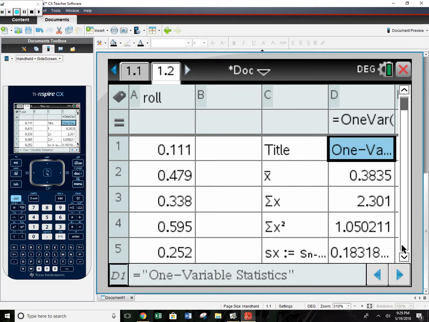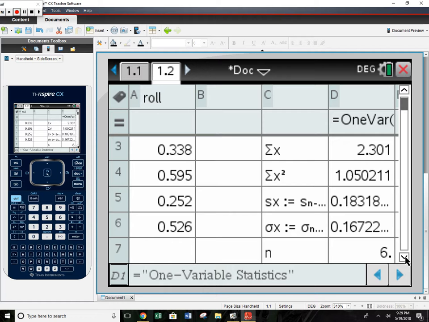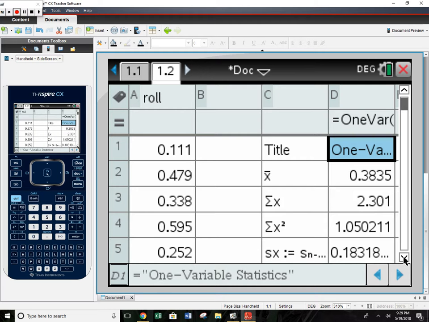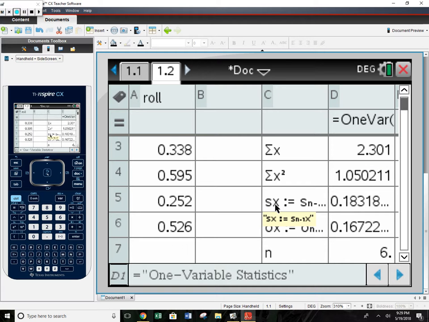X bar, that's the sample average. The sum, sigma, the sum of all my probabilities is 2.3. So it could not be a probability distribution because the sum of all those outcomes has to be 1. SX, that's the sample standard deviation, and sigma, that's the population. So they're using the sample standard deviation to kind of predict the population, and it's always going to be a little bit lower.